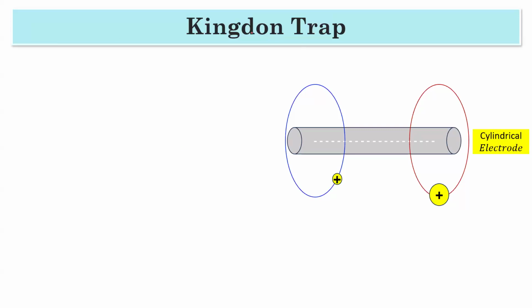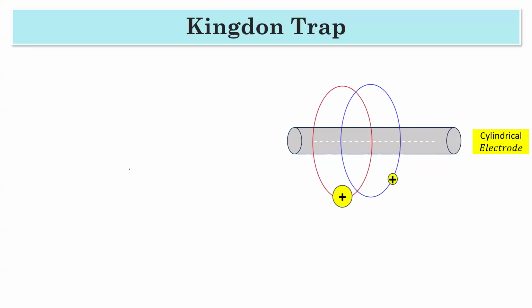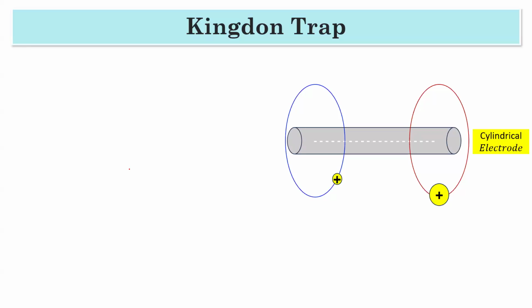Okay, so now I want to talk about, yeah, this is actually a very old method, but it's good to know. This is a Kingdon trap. In this case, you have a cylindrical electrode, and you apply some negative voltage, negative potential. Suppose you have molecular ions of different masses, and they will circulate around this cylindrical electrode depending upon their mass. They will just circulate and move left to right.